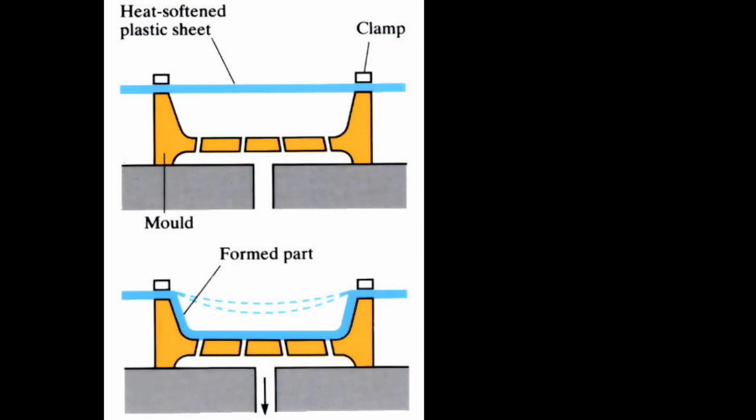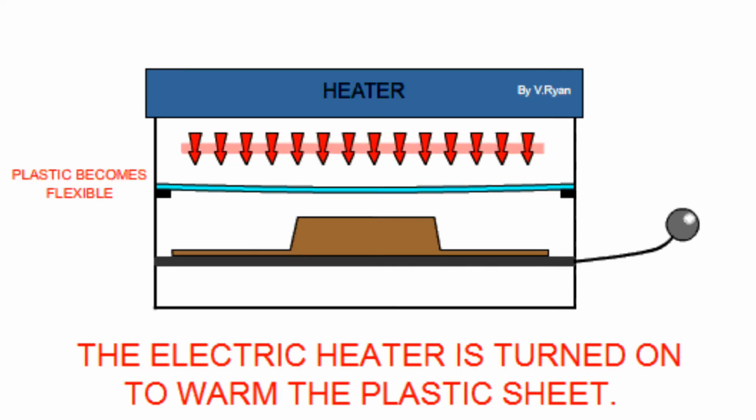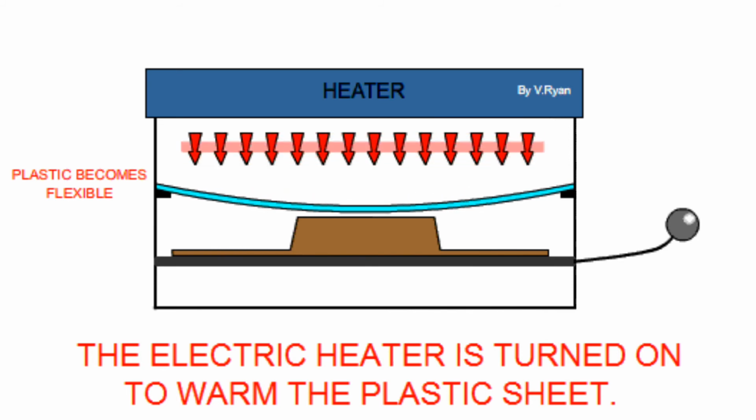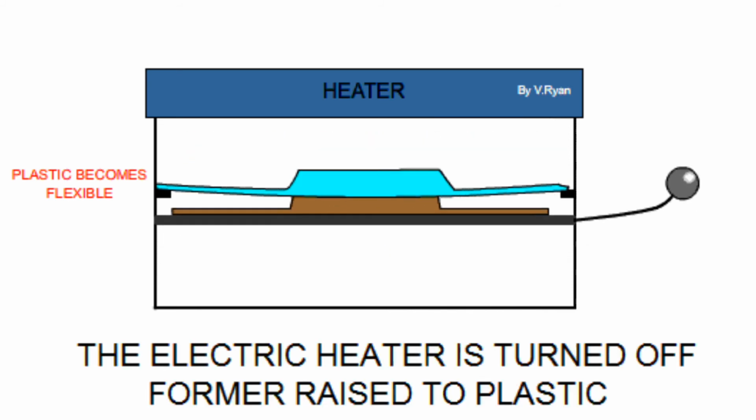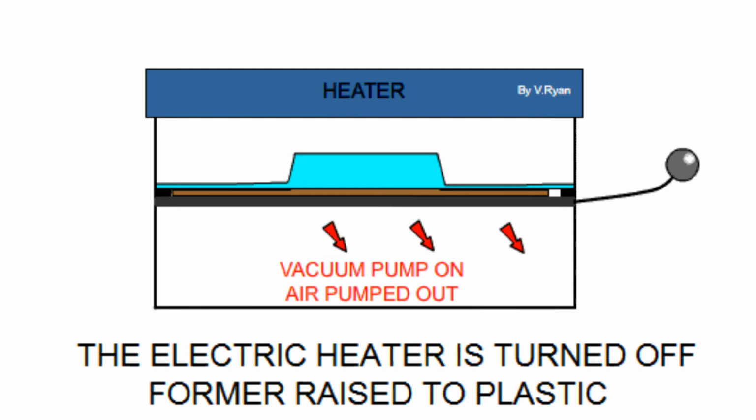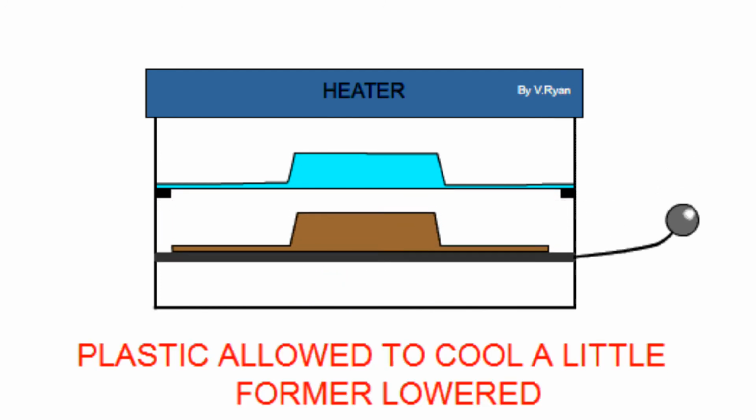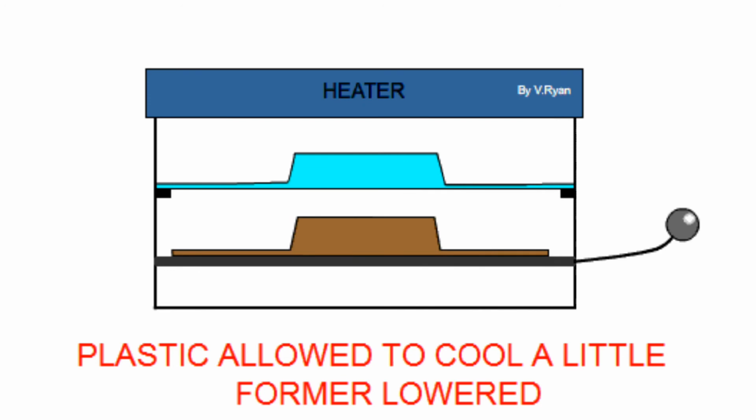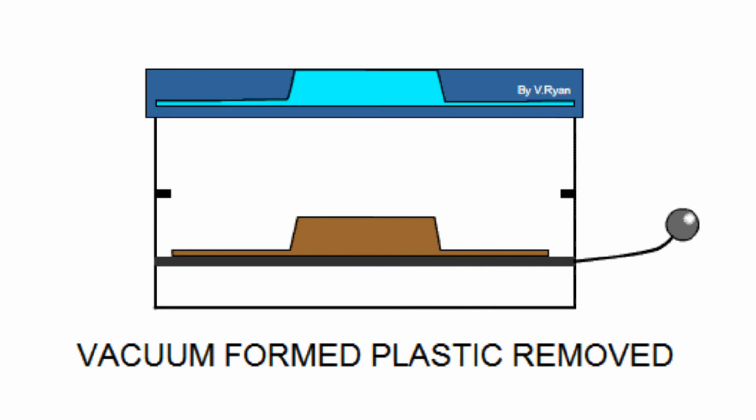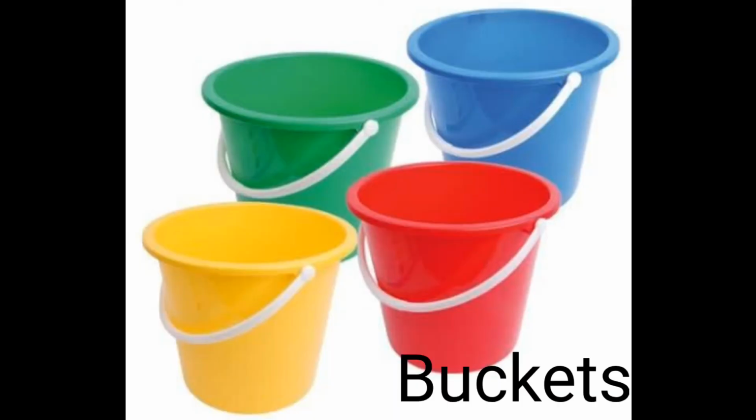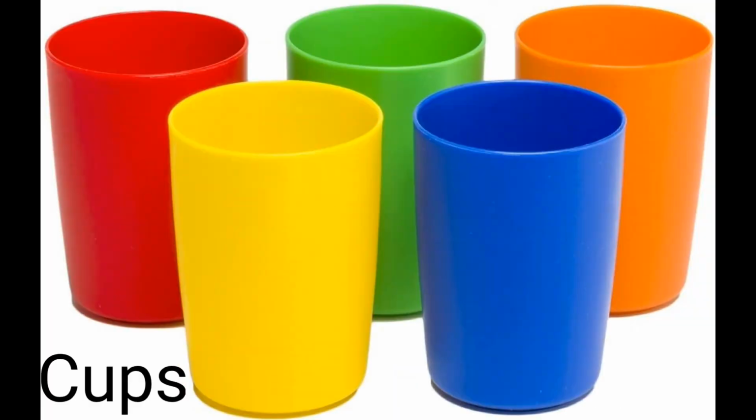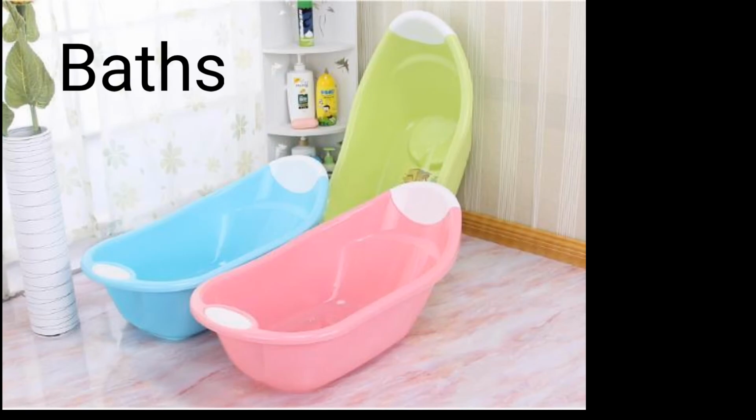Vacuum forming. This is effected by first heating a plastic sheet almost to a melting point, after which the heat is removed. Air is sucked out from the space between the plastic and the mold in order to create a vacuum. The plastic material is forced into the mold under atmospheric pressure and assumes the shape of the mold. It is used in the manufacture of objects such as buckets, cups, bags, etc.